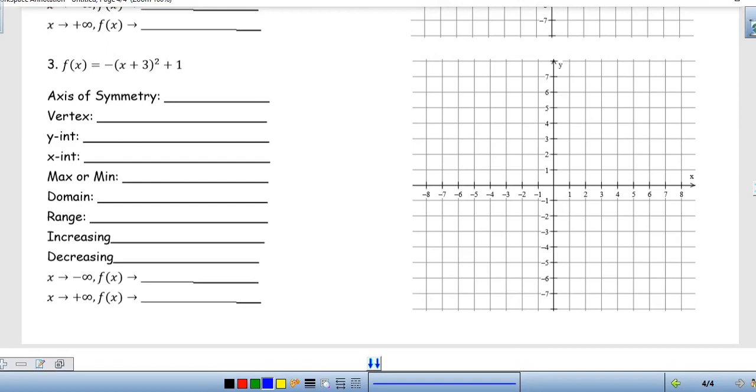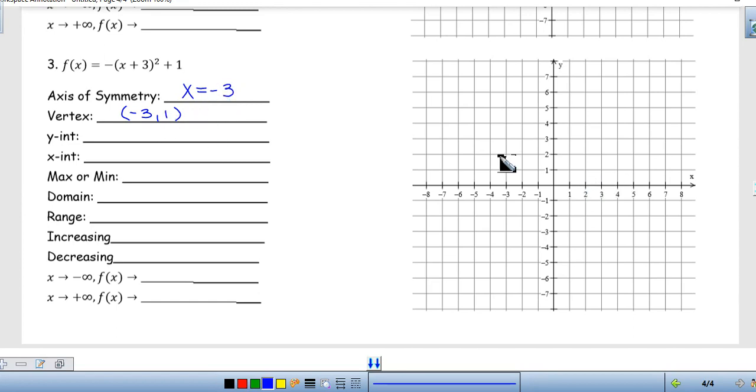So now let's look at number 3, our final example. This is an example of a function that is written in vertex form. Remember, when I'm identifying the vertex, I use the h and the k. The h always changes signs, but the k will remain the same. So the vertex is -3, +1. Now that I have my vertex, I also have my axis of symmetry. X is equal to -3.